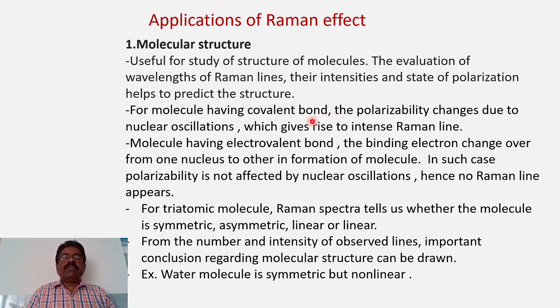How do Raman spectra help to study the molecular structure? Because every molecule has its own natural frequency of vibration. We have seen that nu zero is equal to 1 upon 2 pi under root k upon m. So what is k? k is the force constant. Force constants are related to the bonds or bond strengths, and m is the mass. For a diatomic molecule, we have seen it is the reduced mass.